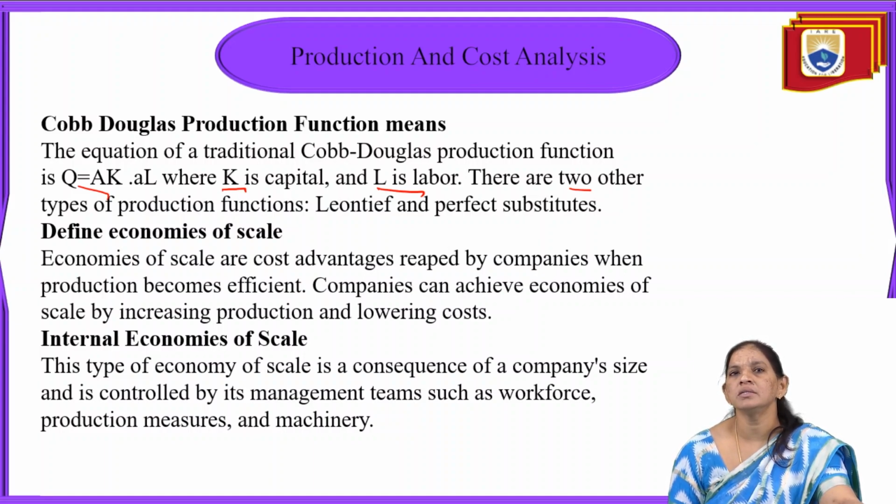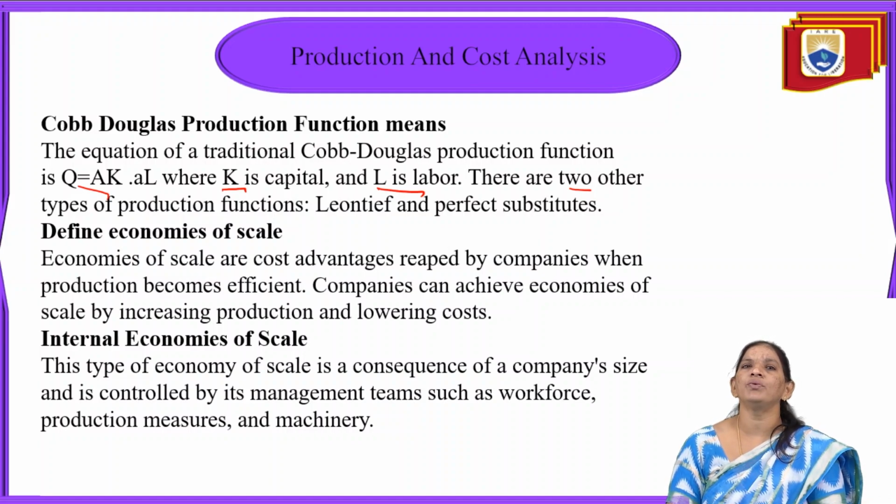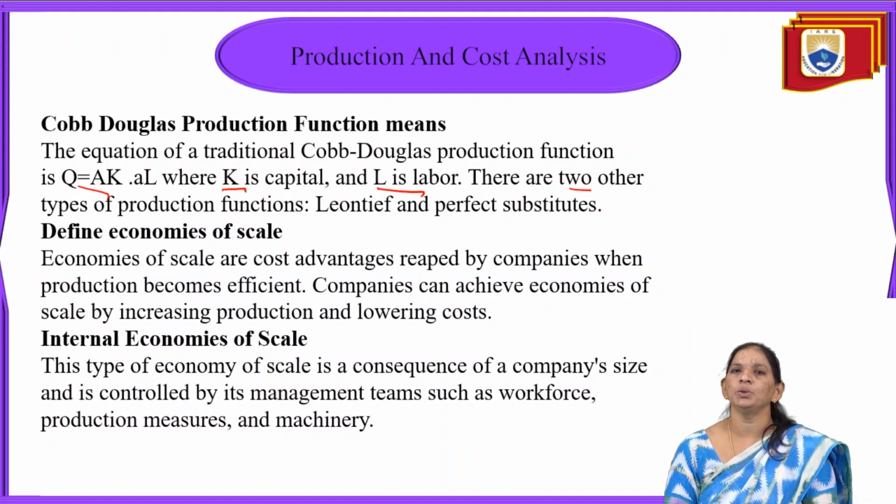In the case of the Cobb-Douglas production function, we have two factors of production, capital and labor, taken into consideration, where they have a perfect substitution of one for the other.